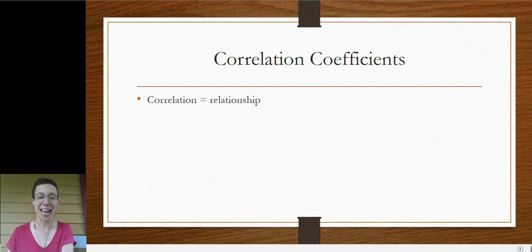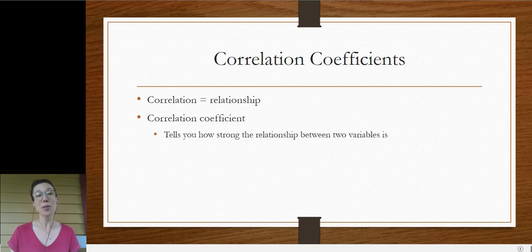So correlation, again, is a fancy statistical term for relationship. You can actually interchange those words pretty easily. They basically mean the same thing. When we're talking about correlation coefficient, this is a specific type of calculation. So just like calculating the mean, the median, the mode, standard deviation, range, all of those are independent individual calculations that are used to describe one variable. Correlation coefficients are a specific calculation that are used to describe the relationship between two variables.